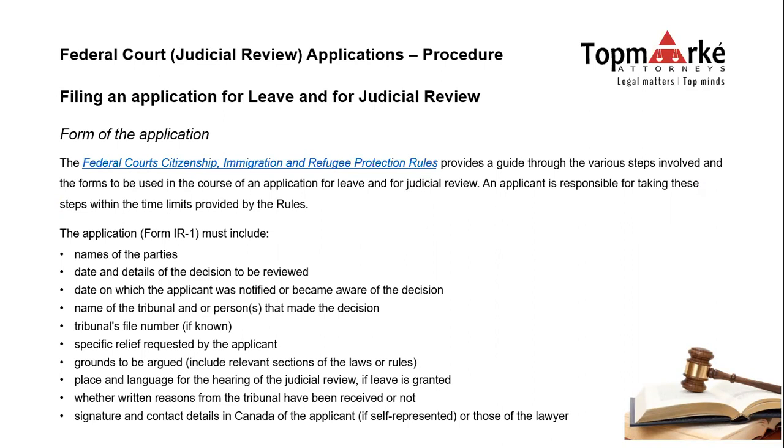So let's say, as I mentioned earlier, if you're a self-represented litigant, there is a form that your application has to take. There are some details that you need to include in your application for leave and judicial review. So for instance, the name of the parties. If you've made an application to IRCC, on, say, a study permit, you would be a party on the application for leave, and also the Minister of Immigration and Citizenship will be a party.